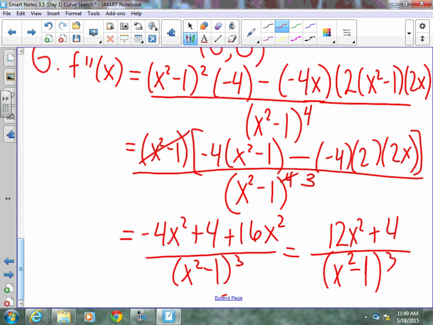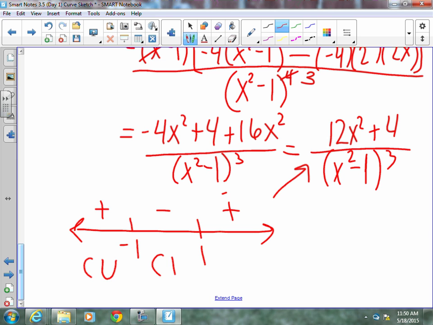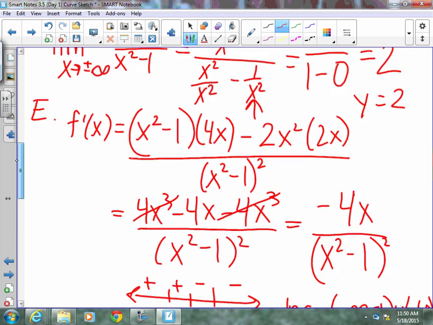Now when we make our number line, we already know what points we need on it because we have already dealt with them, or where this graph is undefined, which would be at 1 and negative 1 from the denominator. When we plug those into our second derivative, we get a positive, a negative, and a positive, which means concave up, concave down, and then concave up. So, now we need to put this all together into our graph.